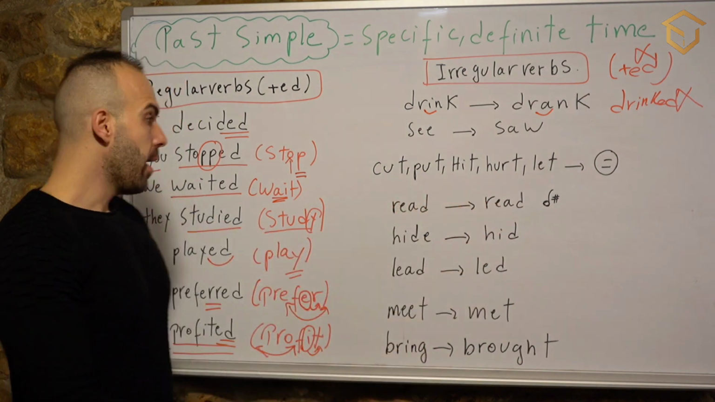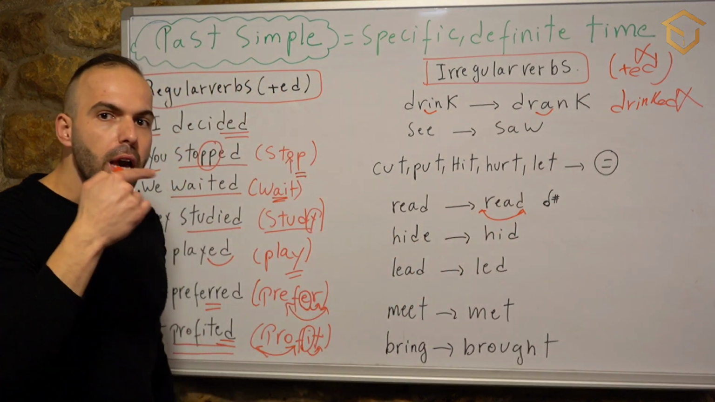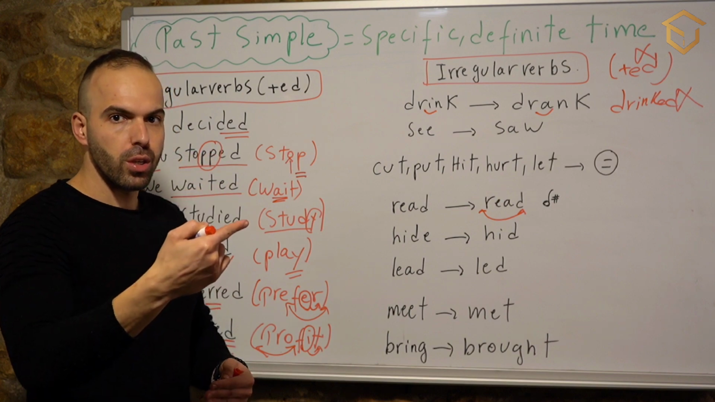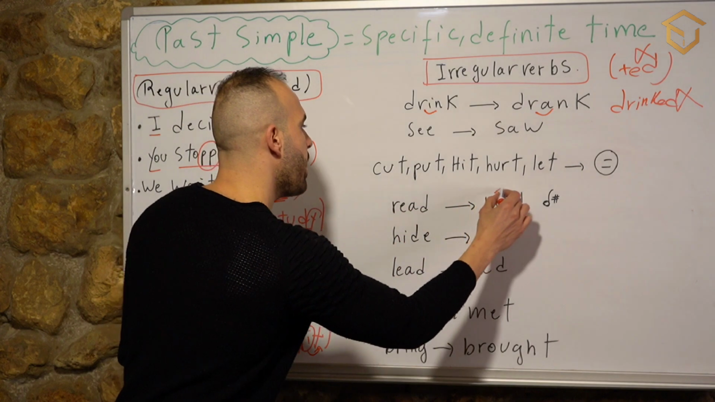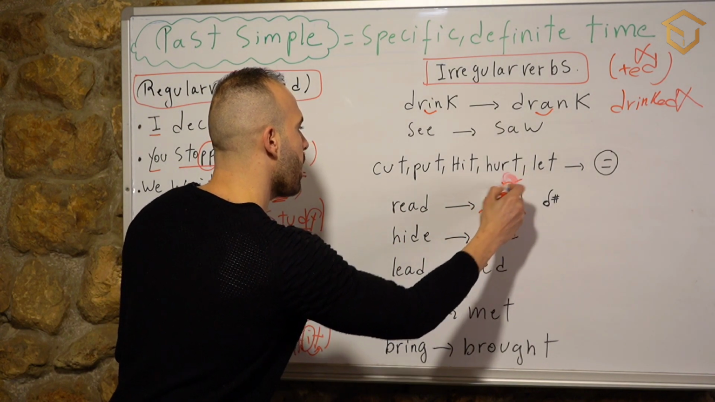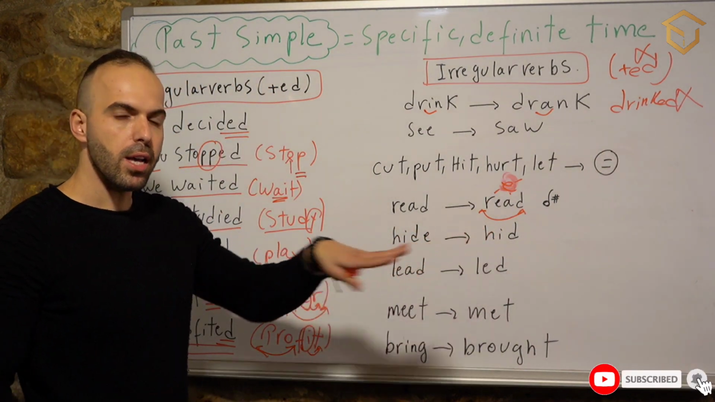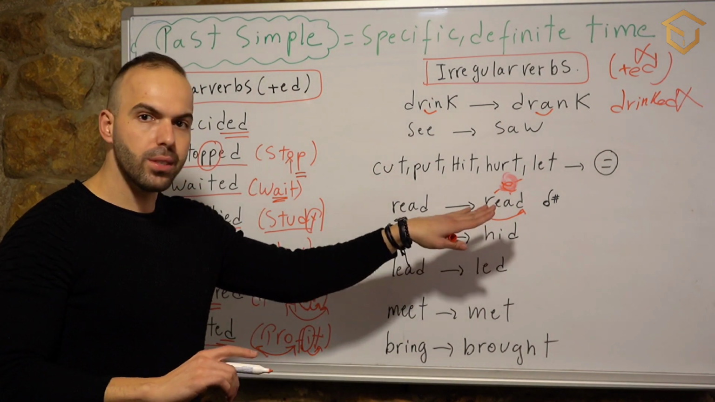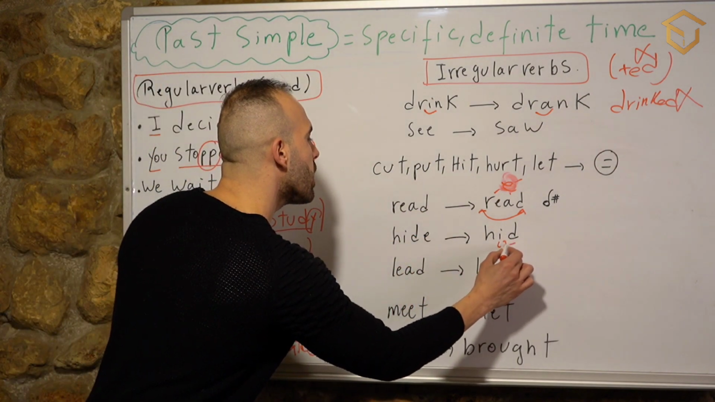Read, read. In the case of read, it stays as it is, but the pronunciation, the sound of the spelling, has changed. So read, read. The EA here is pronounced as an E sound. Moving to hide, hide becomes hid. So hide, hid. It's not hide, it's hid. So the I is barely spoken in here.